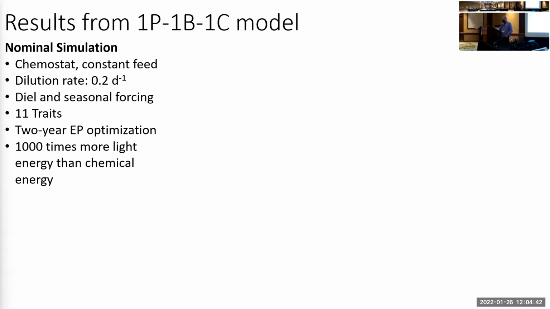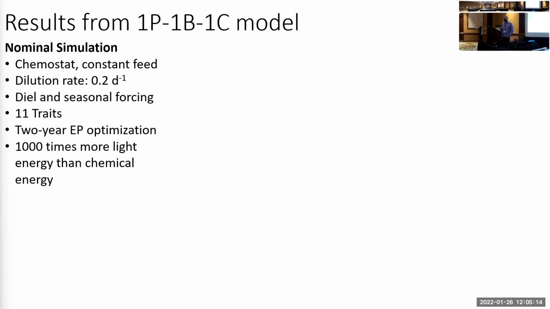So I'll go through some quick examples of running this. In this case, it's using just a single phytoplankton, a single bacteria, and a single consumer. It's in the chemostat, as I mentioned. We're running at a dilution rate of 0.2. And as I said, there's diel and seasonal forcing. For this simple model, there's a total of 11 traits. And as I mentioned before, I'm going to determine those traits by integrating entropy production over a 2-year period.